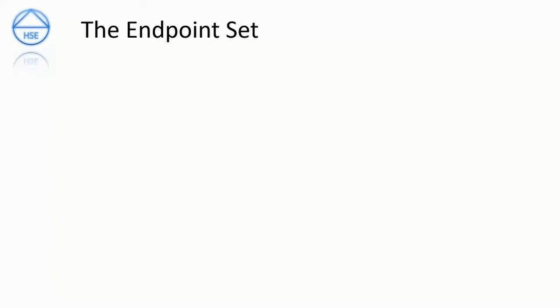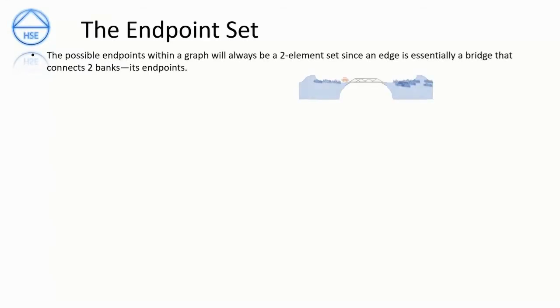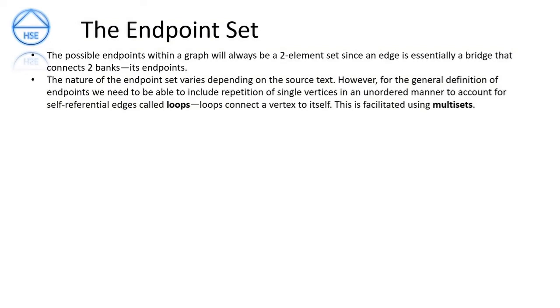The endpoint set. The possible endpoints within a graph will always be a 2-element set, since an edge is essentially a bridge that connects 2 banks, its endpoints. The nature of the endpoint set varies depending on the source text. However, for the general definition of endpoints, we need to be able to include repetition of single vertices in an unordered manner to account for the self-referential edges called loops, which we covered in the last presentation. This is facilitated using multisets, where a multiset is just like a set, an unordered collection of elements, however, the key difference being that elements can be repeated. This is the key difference between a set and a multiset.